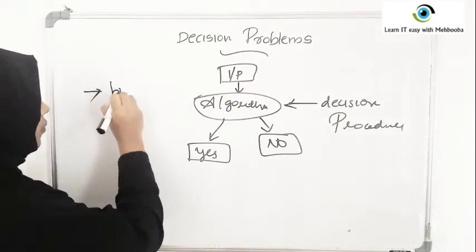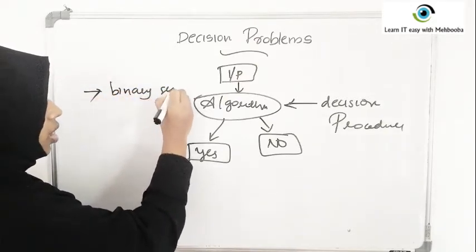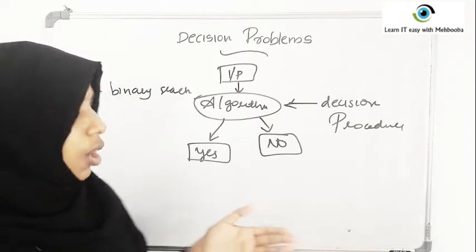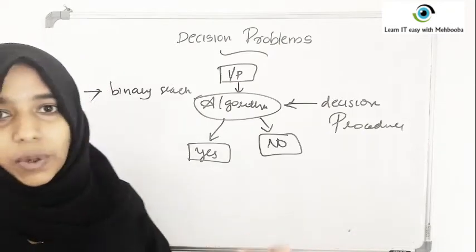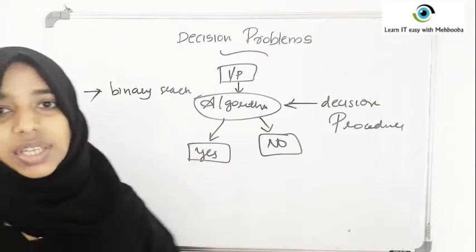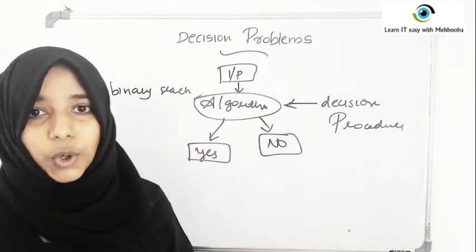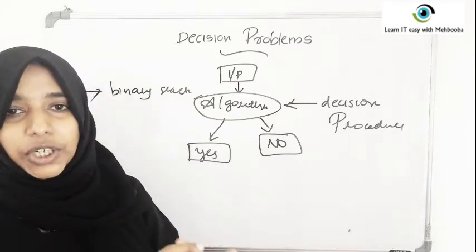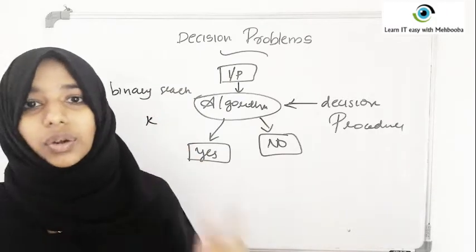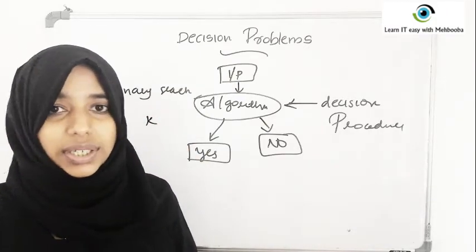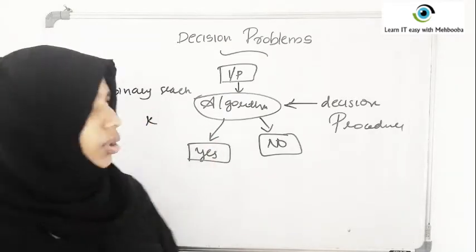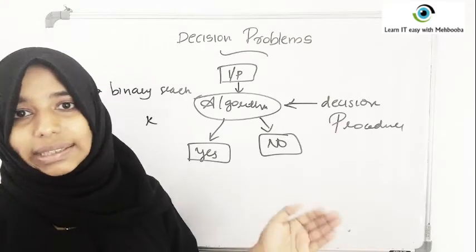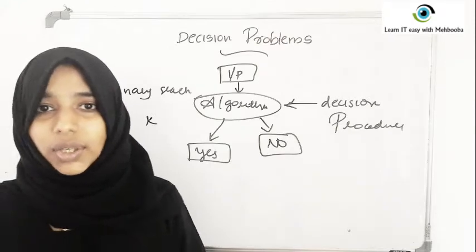For example, you know binary search, isn't it? That is, in a sorted array we are searching for a number, and it has very low complexity of order log n compared to linear search, which has complexity of order n. But binary search is actually a decision problem. It can be posed as a decision problem like this: whether this particular key k is present in the array or not. So that's a yes or no question. So binary search can be converted to a decision problem by asking whether this key k is present in the array or not.